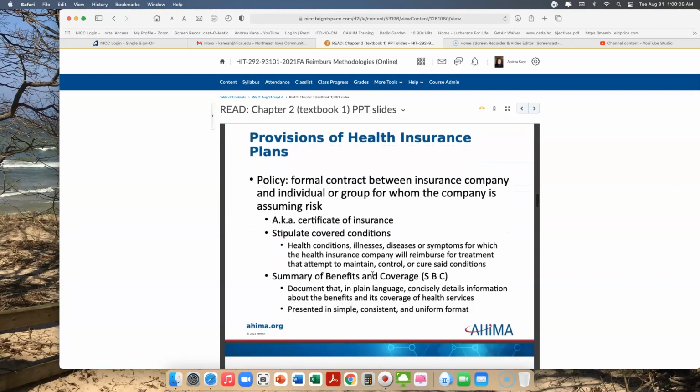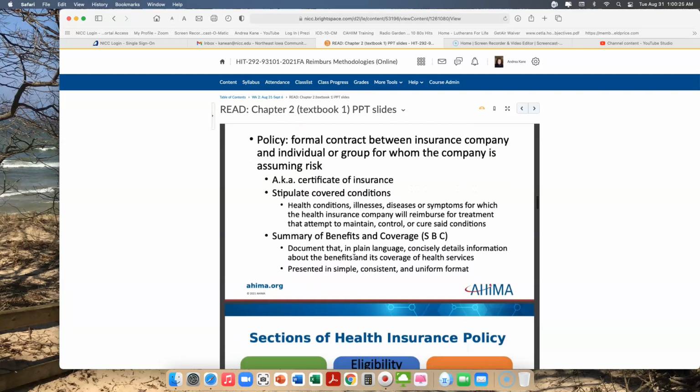So, provisions of health insurance plans. The policy, your insurance policy, is a formal contract between the insurance company and an individual or group for whom the company is assuming risk. So they have a certificate of insurance, they stipulate what is covered, and they have a summary of benefits and coverage. It's supposed to be in plain language. Not always is it, but it's supposed to be.